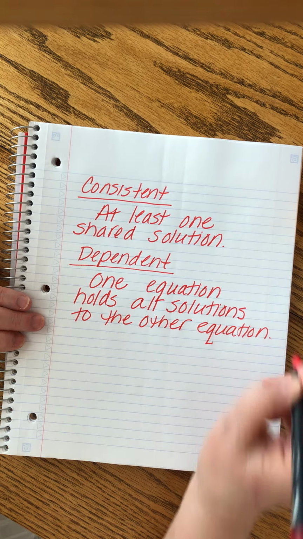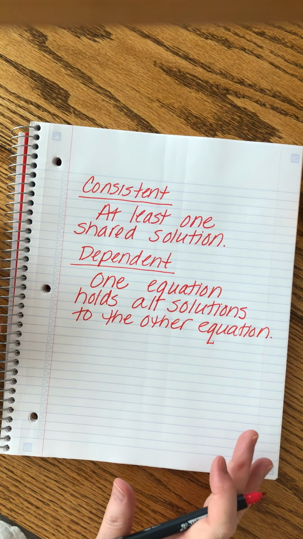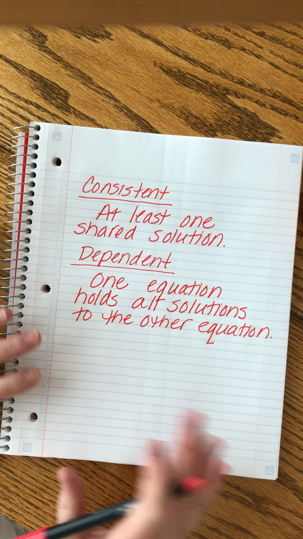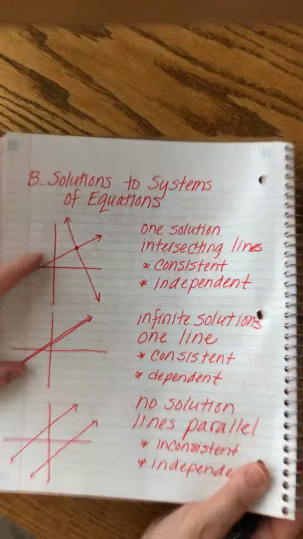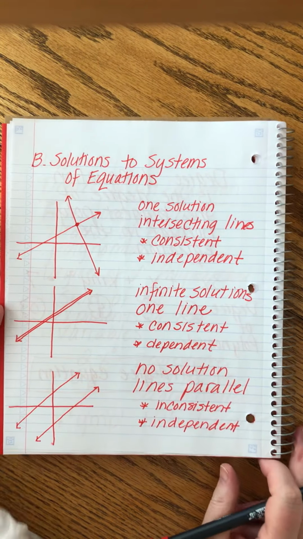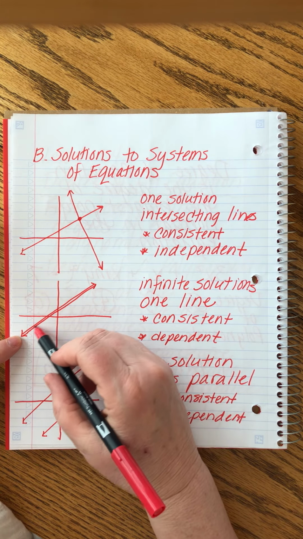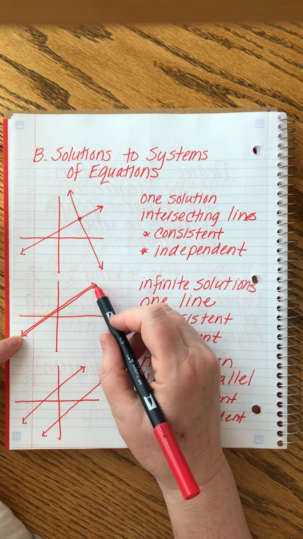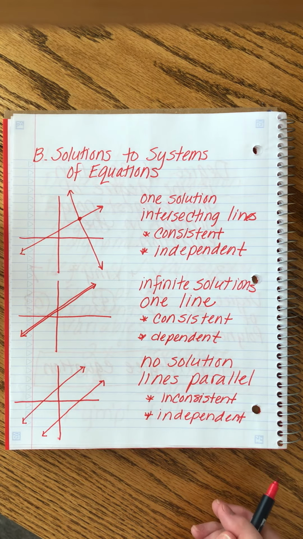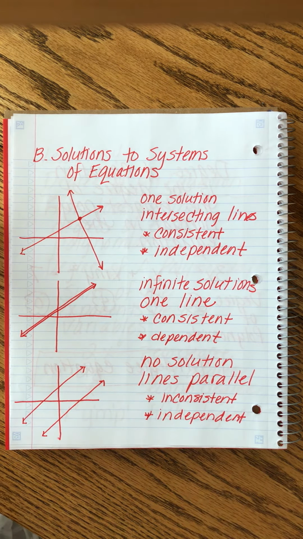This is hard to describe because it's so obvious. One equation holds all the solutions to the other equation. And what we mean by that, it's easier to see than to describe in words. Each one of these lines holds all of the other lines' solutions because they're the same line. There really aren't two different lines. It's just one line written two different ways when you see it, right?